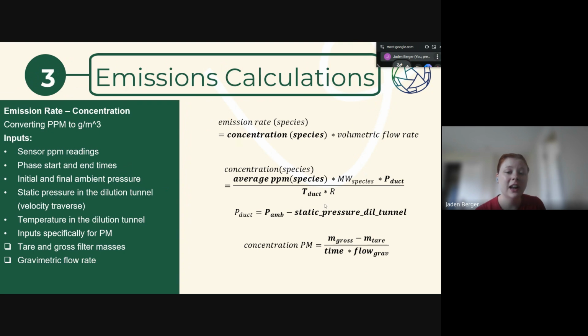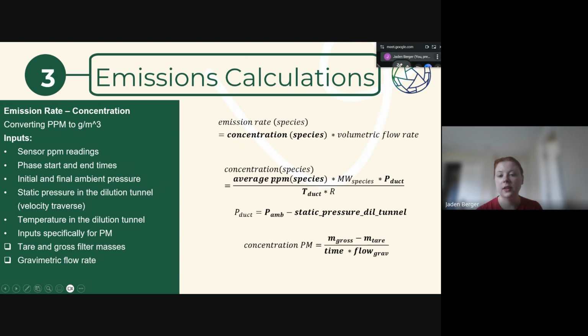Concentration is actually, I know there's 3 equations here, but it's actually not that hard because we're already measuring concentration from the sensor box. So our sensor box, we're measuring ppm, or parts per million, of CO and CO2. So that is a concentration measurement. Basically, these first 2 equations, all we're doing is just doing a unit conversion. So we want our concentration in grams per meter cubed instead of parts per million.